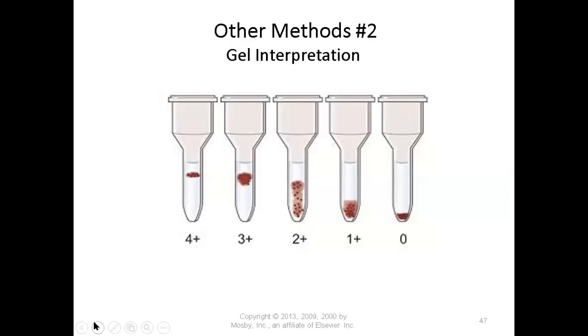So this is a drawing basically outlining what we just described on the last picture. So 4+, completely on top, 3+ mostly on top, 2+ throughout, 1+ towards the bottom, and negative complete button on the bottom.